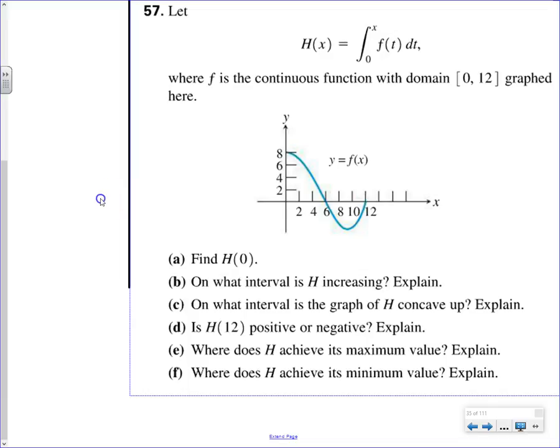Was this a homework problem? Yes. 58. Oh, 58 was? 58, 59. All right, cool kids. This is very AP-ish, right? Yeah.